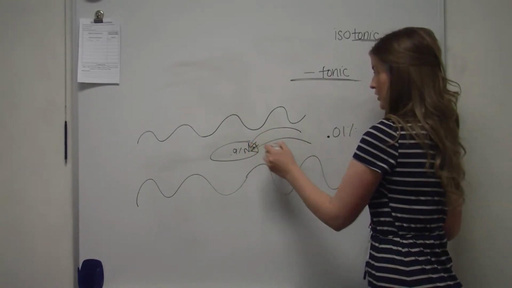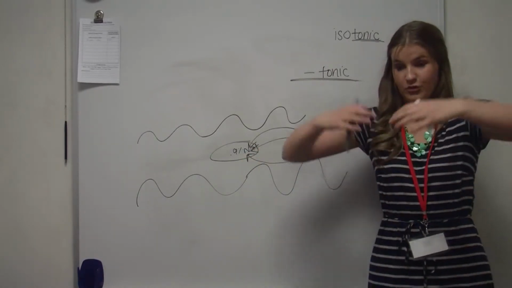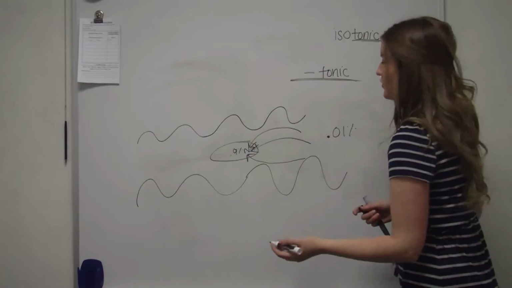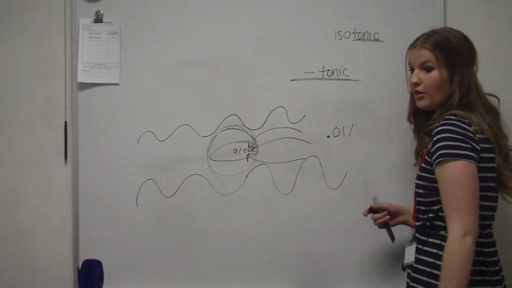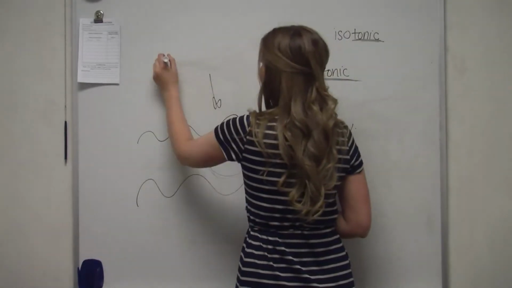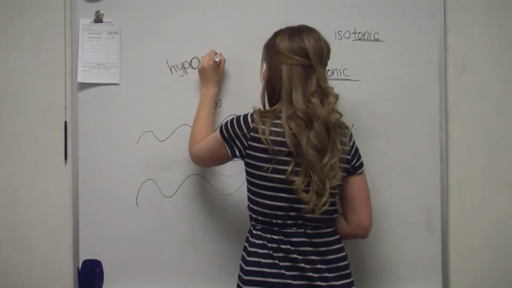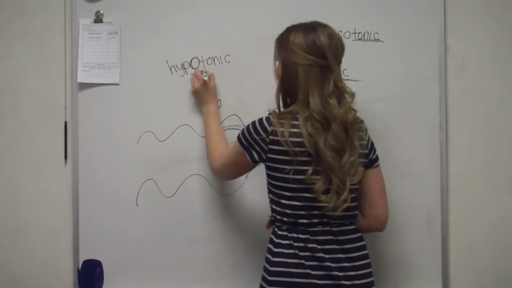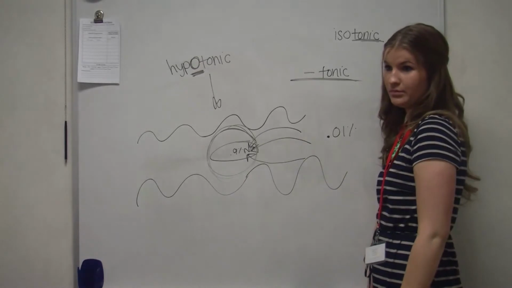So what happens when we load this one up with water? It's going to kind of blow up like a balloon. So I think if this one is going to get bigger, right? So the word for this one is hypotonic. Hypo for big. It's a balloon.